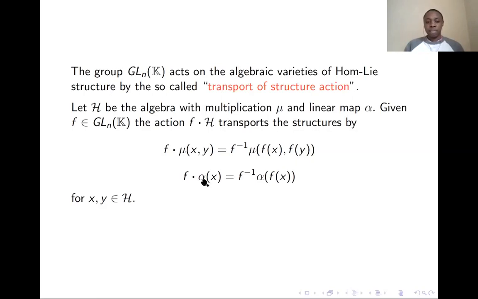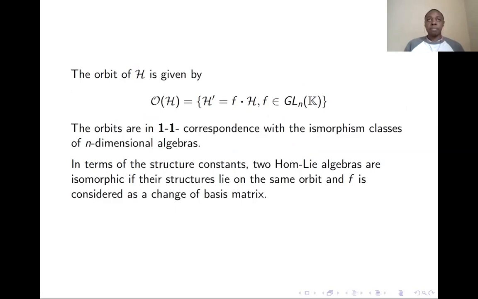And then the second action, on the alpha, is a conjugate action. So this action helps us to see how we move from one point to another on the variety. So points that lie on the same orbit are considered to be equivalent, and we define the orbit of such an algebra on the variety in the usual way: two points lie on the same orbit if an action can transport us from one point to the other, or the other way around since F is invertible.